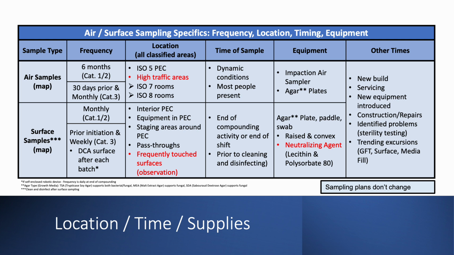Now note, it's really important to understand and recognize that air and surface sampling must have a map. This map is going to identify the areas you're sampling so any investigator can look and make sure that you are actually testing the appropriate places.